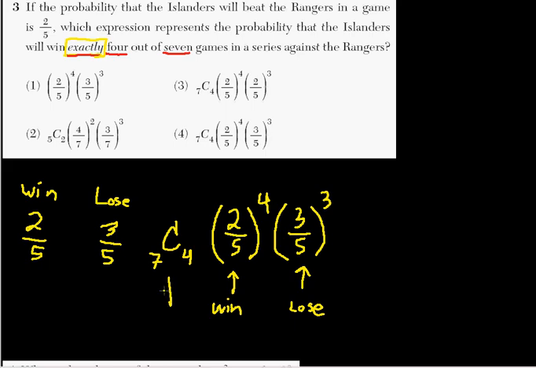So this is just the symbol that says how many different ways can you combine 4 objects out of 7. 4 wins out of 7 games. So this is wins, this is games. Okay, 7 games, 4 wins, and this just means combine. Okay, combine. The order doesn't matter.